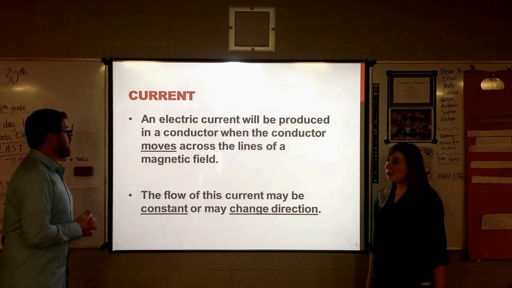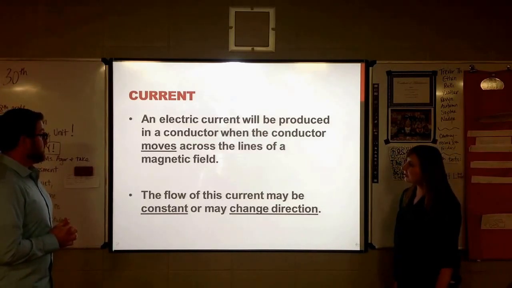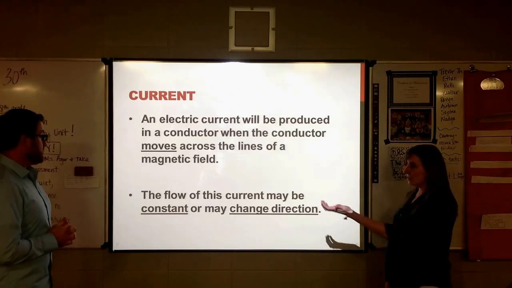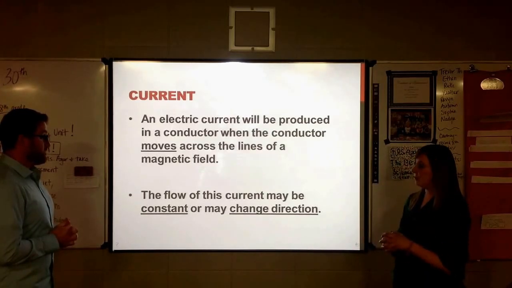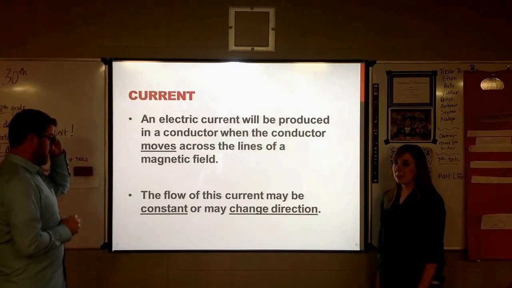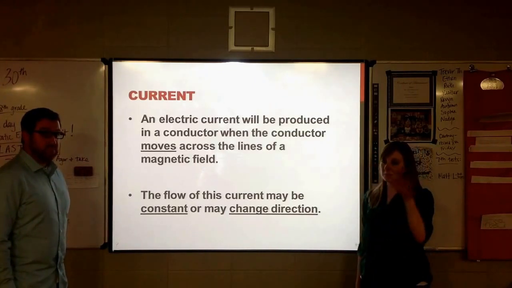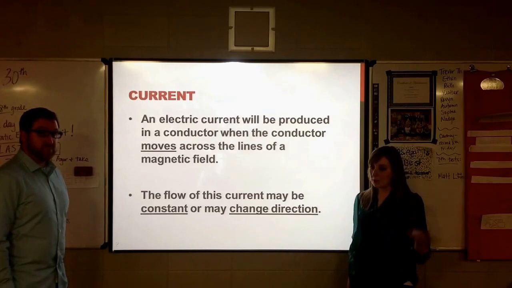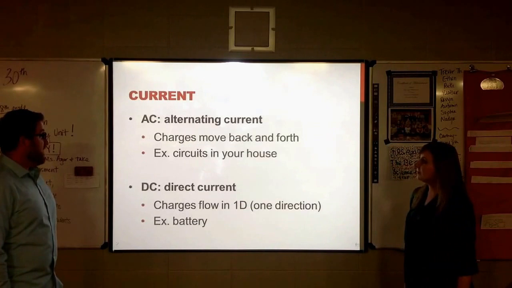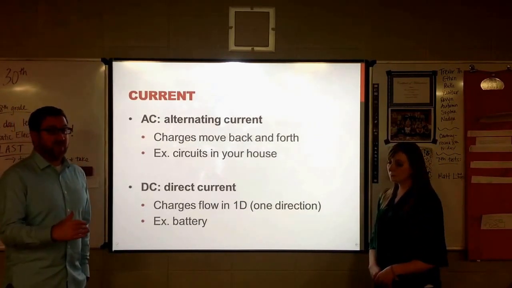Talking about current in general, an electric current will be produced in a conductor when the conductor moves across the lines of a magnetic field. That's exactly what Mr. B was just describing. The flow of that current can either be constant, just flowing in one direction, like the electric currents we've seen in our circuits, or it can change direction. And we have names for those different types of current.